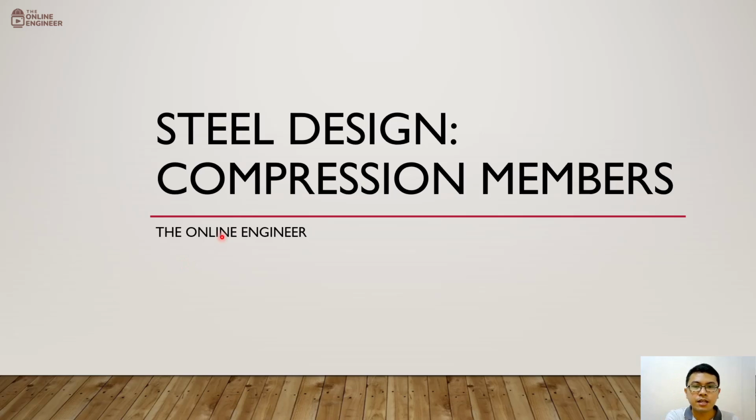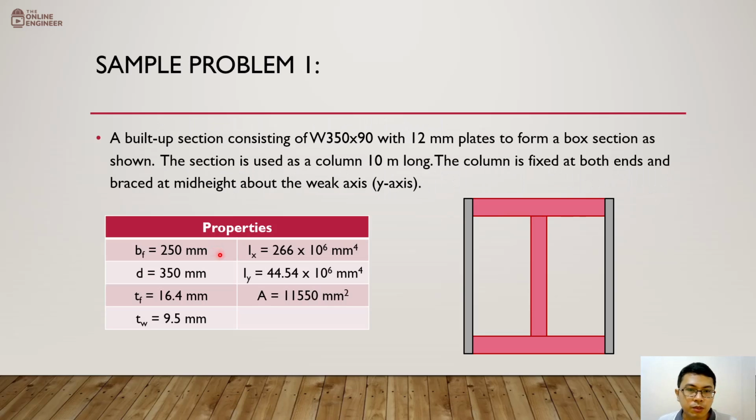Okay, so this is the problem that we are going to solve. The built-up section consisting of W350 by 90 with 12 mm plates is formed into a box section as shown. The section is used as a column 10 meters long. The column is fixed at both ends and braced at mid-height about the weak axis or the y-axis. And we have the following properties all on our table below.